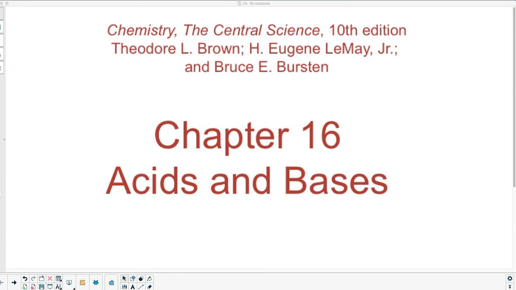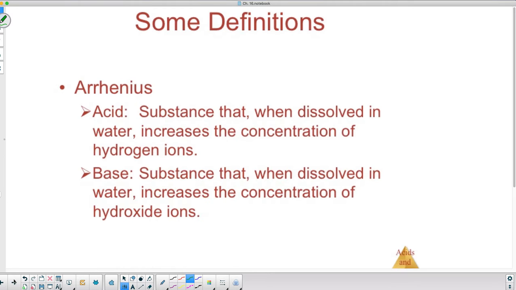Hey class, this is chapter 16, acids and bases. So we're going to continue on with our equilibrium work, but here's our first chapter where we talk strongly, very in-depth about acids and bases. So let's first take a look.